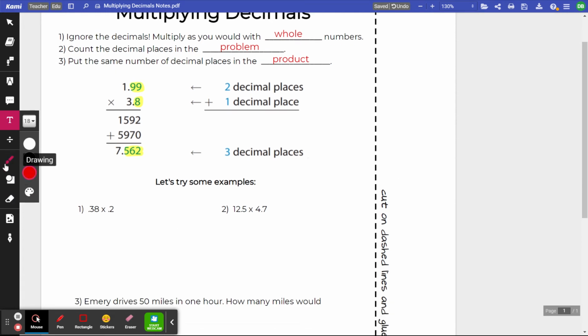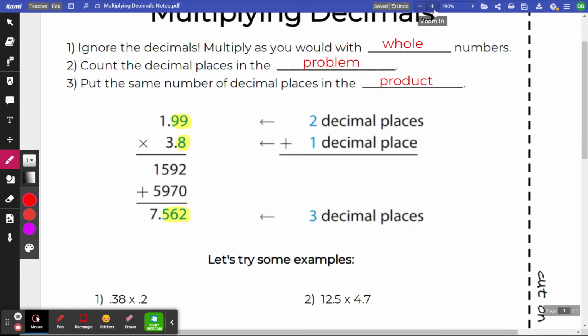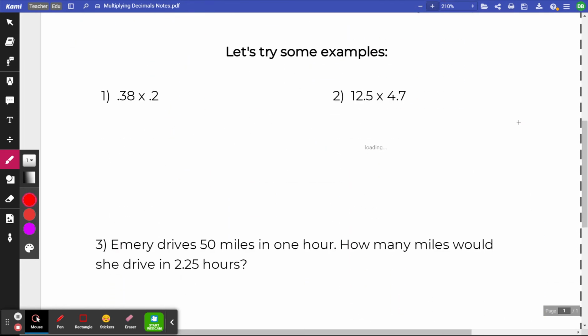All right, let's go and try these 3 examples down here. I think I'm going to zoom in super close because it's going to be kind of hard to write on my laptop screen. All right, I'll do the best I can. So 0.38 times 0.2. I always like to put the number with the most digits on top. So I'm going to put 0.38 on top and then 0.2 on the bottom.